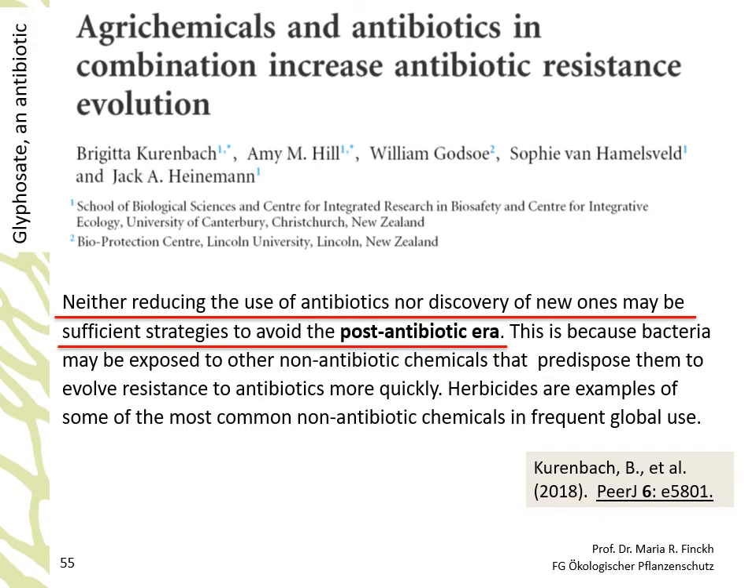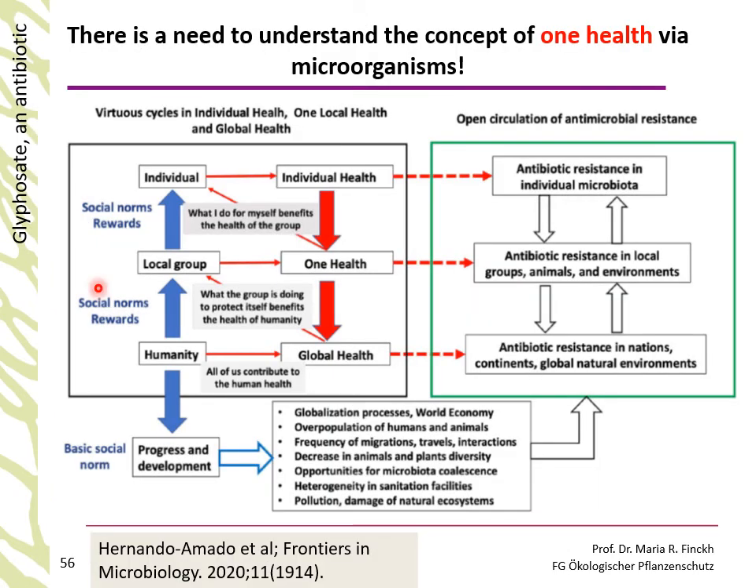But good hospitals will test their patients when they come in if they carry multi-resistant bacteria, because this is one of the major issues within hospitals that will cause people to die. So if you look at the whole picture, we have virtuous circles in individual health, local health, and global health. They all are connected. We need to understand the concept of one health via microorganisms.